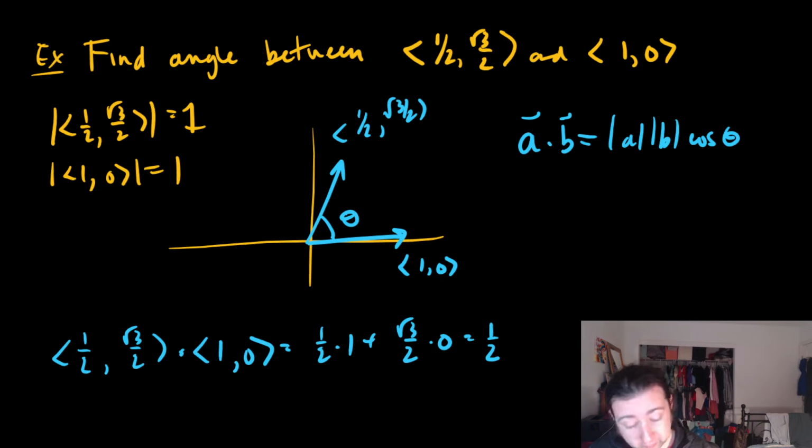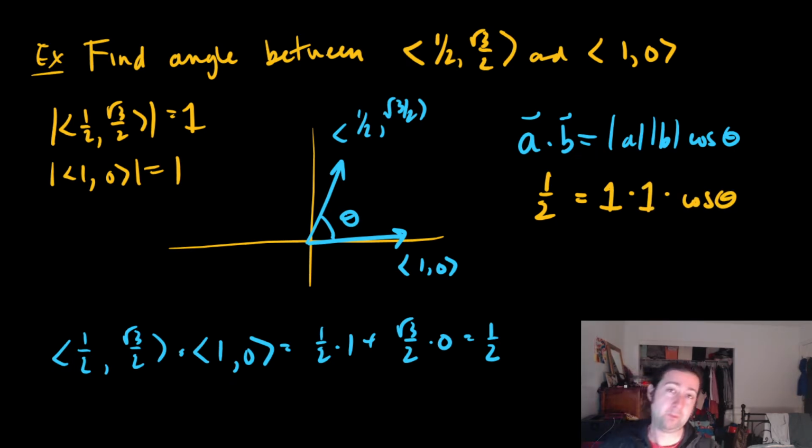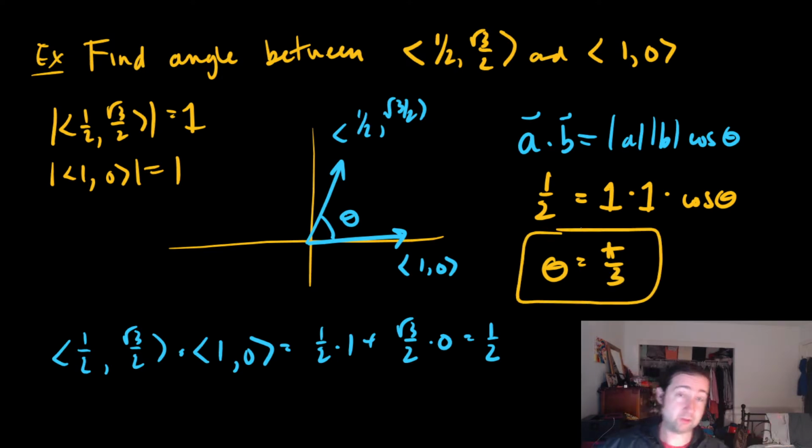And so in the formula, what you end up with is A dot B, which we've already said is 1/2, is equal to the length of A, which was 1, times the length of B, which was 1, times the cosine of the angle between them. And then the cosine of theta is equal to 1/2 when theta is equal to pi over 3. So that's the angle between those two vectors. This is an illustration of how this formula works.